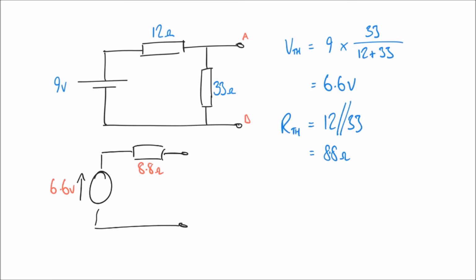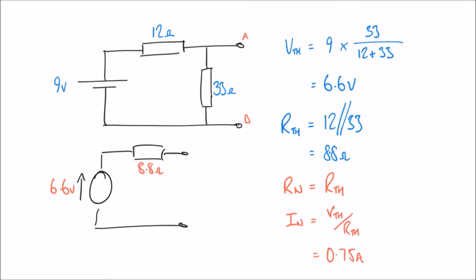Let's apply what we covered on the previous slide there to convert this into a Norton equivalent circuit. So first of all, we can say that the Norton resistance is equal to the Thevenin resistance. So there's nothing really to work out there. We can simply say that the two are the same. But to calculate the Norton current, we need to use Ohm's law. We can say IN, the Norton current, is equal to the Thevenin voltage divided by the Thevenin resistance. And if I calculate that, VTH being 6.6 divided by 8.8, I get an answer of 0.75 amps.